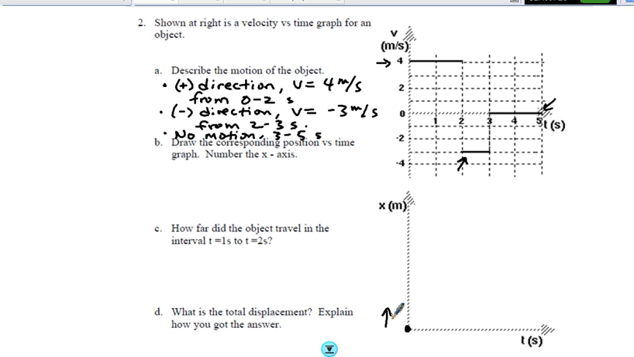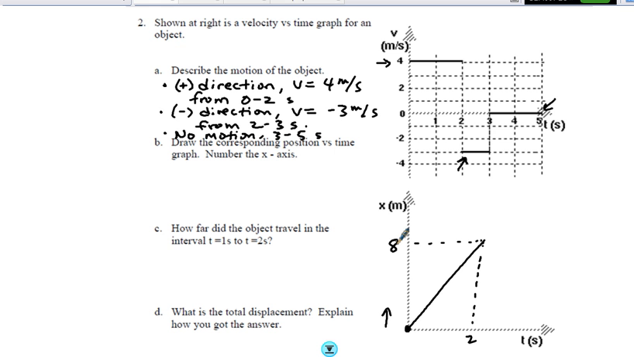So it's going to move 4 meters in 1 second, and it's going to move a total of 2 seconds, so it'll cover 8 meters. So we'll draw a line with a positive slope, and this will correspond to the time 2 seconds and the location 8 meters.